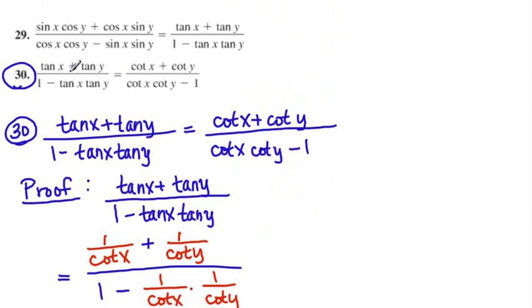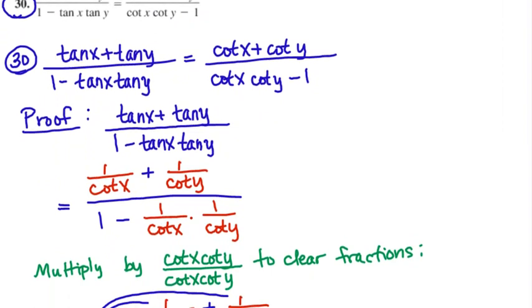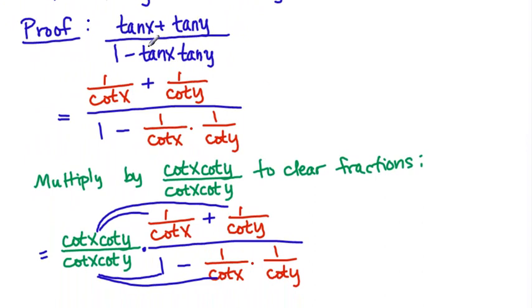Number 30, tan x plus tan y over 1 minus tan x tan y. We've got to see that that's equal to cotangent x plus cotangent y over cotangent x cotangent y minus 1. Here again, the left side and right side are equally as complicated, so we can start with either side. I've started with the left side. So rewriting tangent in terms of cotangent, tangent x is 1 over cotangent x. Tangent y is 1 over cotangent y. Likewise, we make that replacement in the denominator for tan x and tan y.